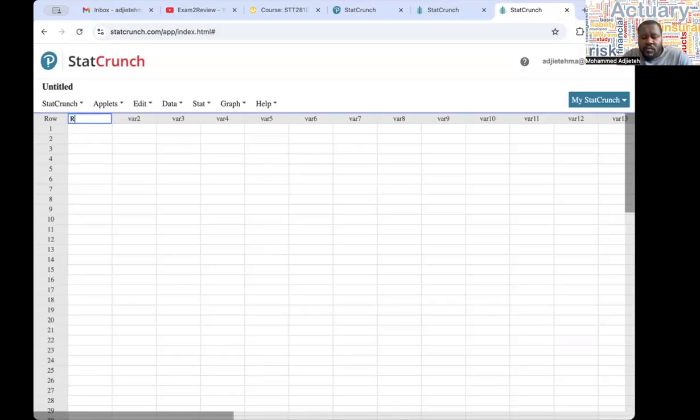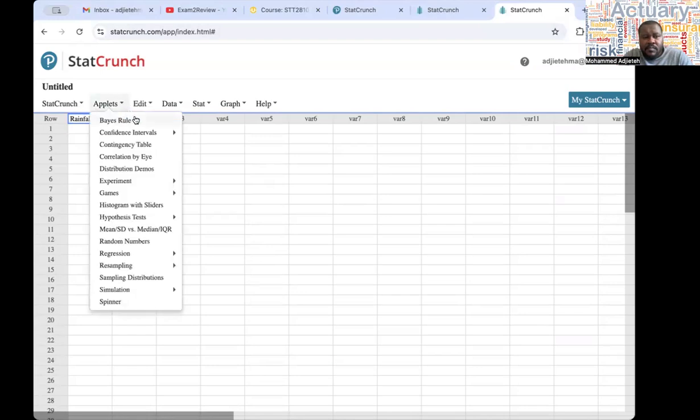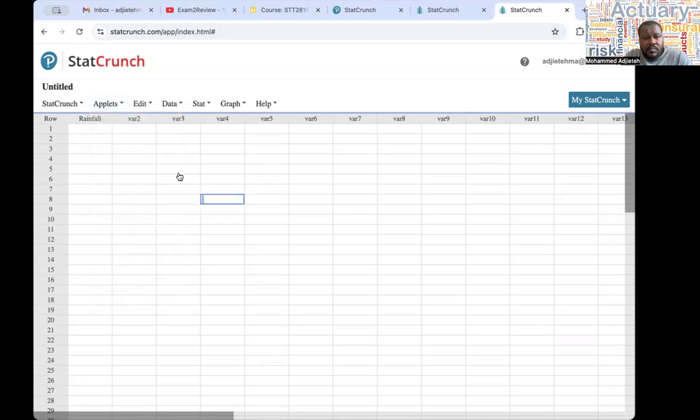Okay, here is rainfall. And then here is wheat yield. And then 11.37.11.